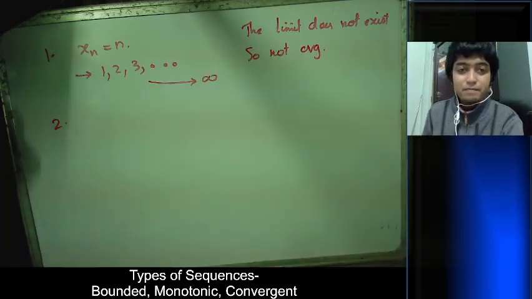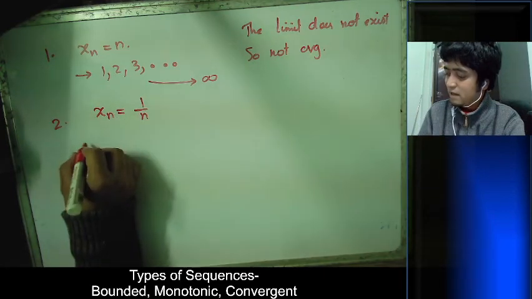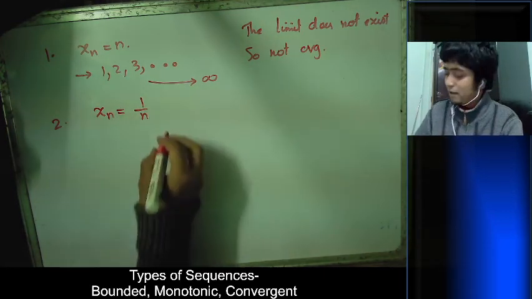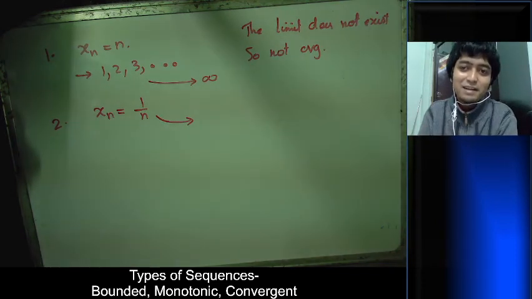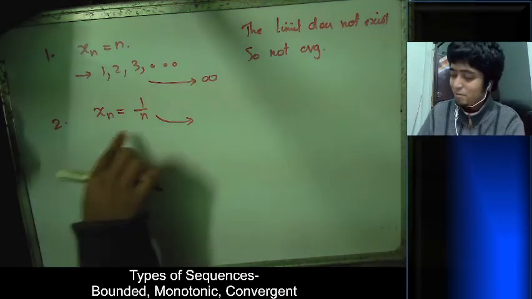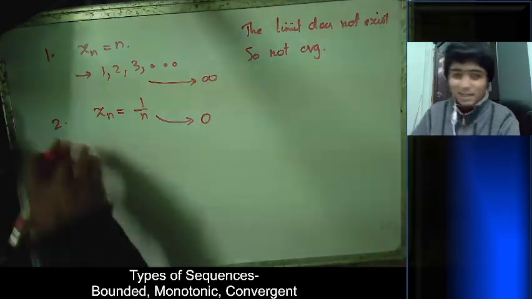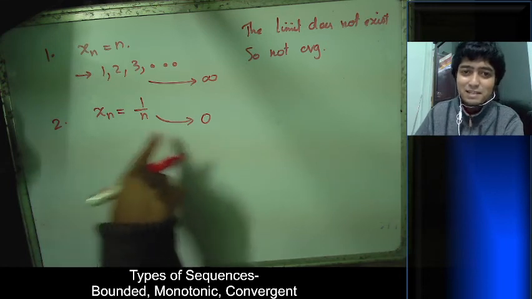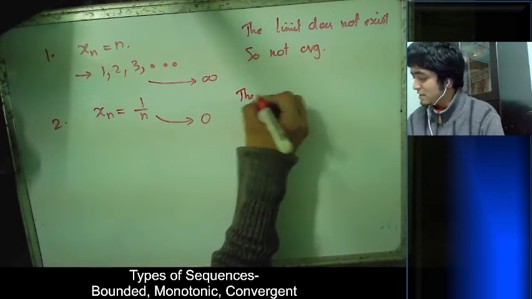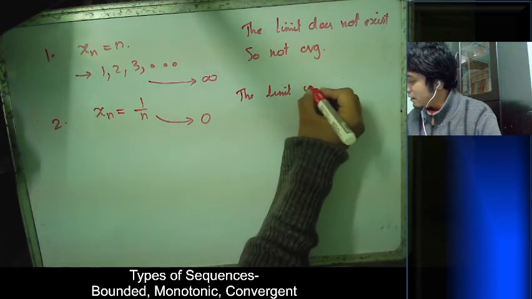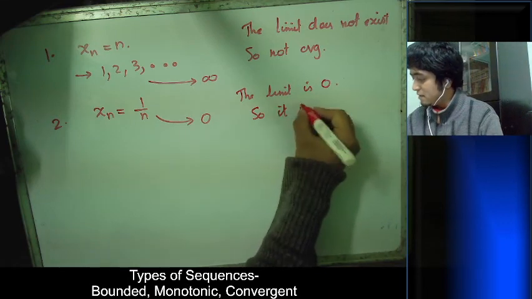Number 2, let's say xn equal 1 by n. We had seen that this one, we only got an idea from the picture and from calculating. We did not use a definition. But let us just go ahead with it, that this one approaches 0. 0 is a real number, so the limit is 0. So it is convergent.